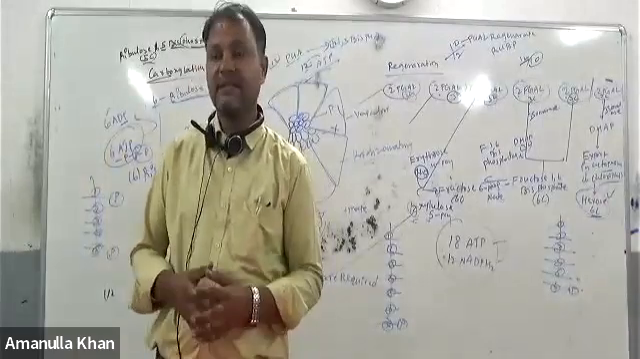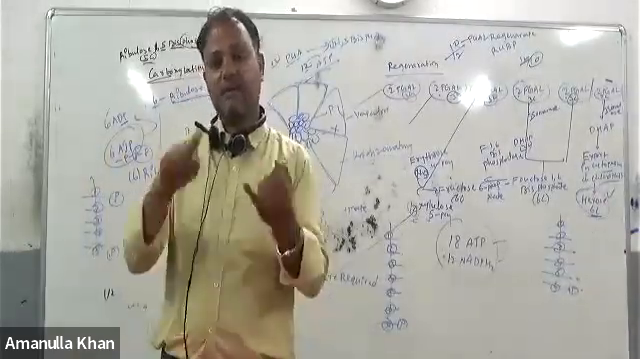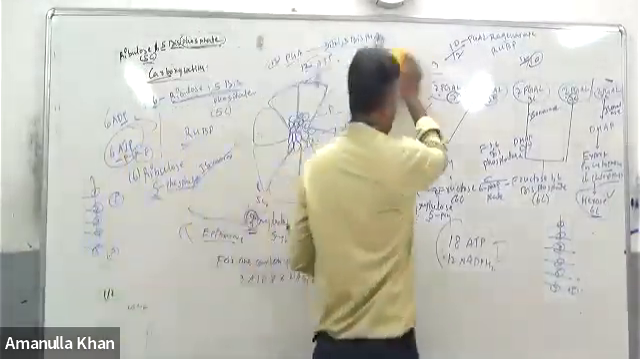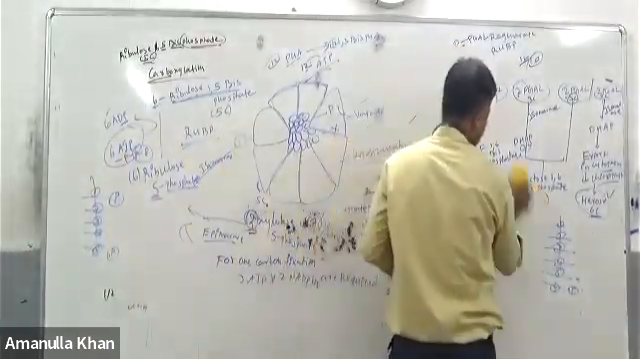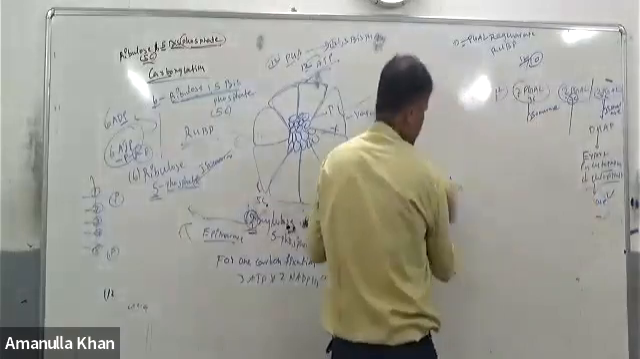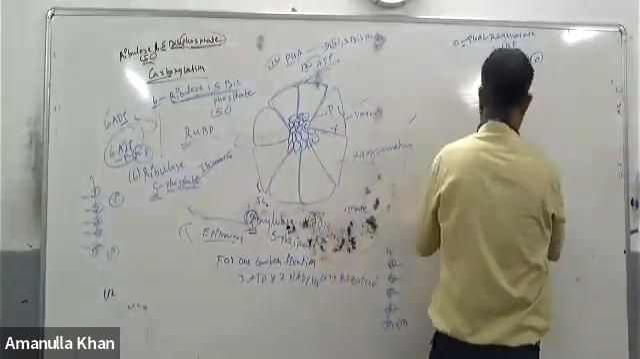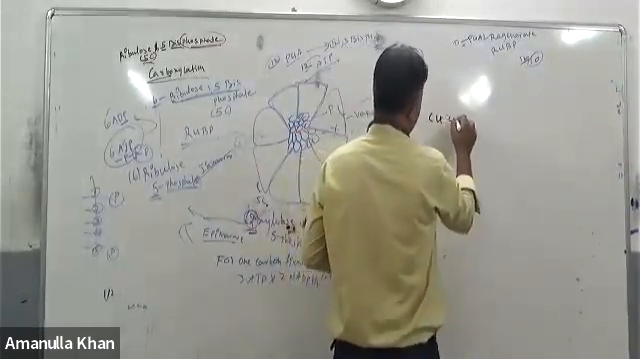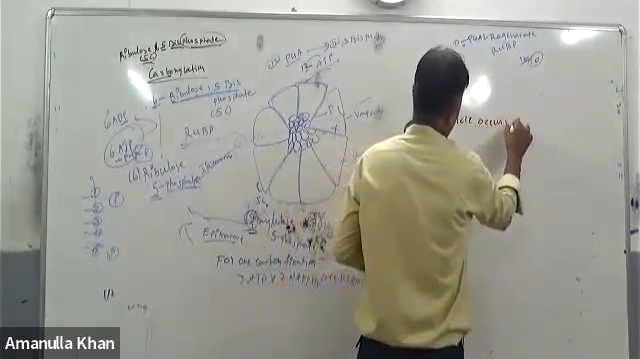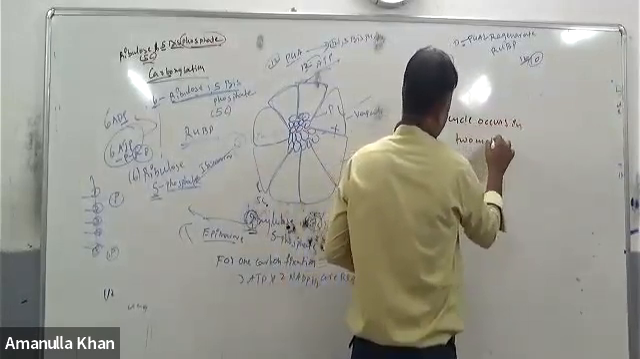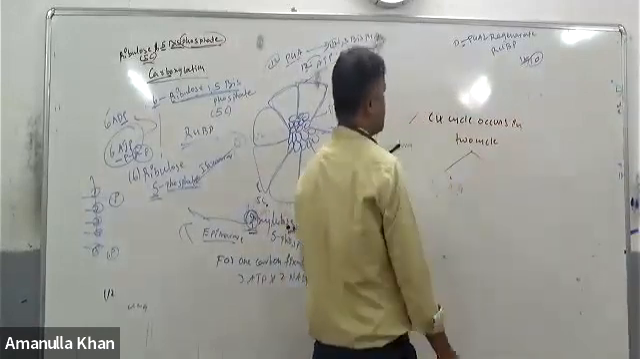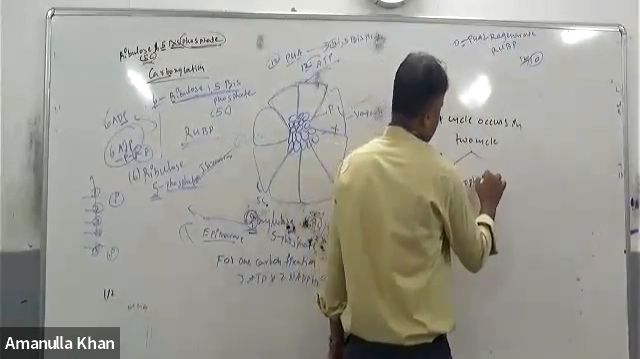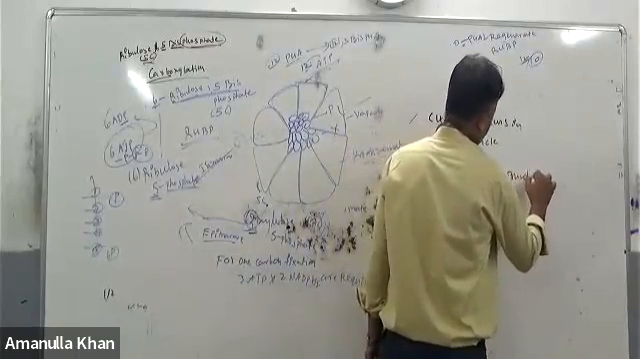But the C4 cycle occurs in 2 cells. First one is the mesophyll cell and second one is the bundle sheath cell. Today I'll give the introduction only, not in detail. The C4 cycle occurs in 2 cells. First one is the mesophyll cell. Second one is the bundle sheath cell.